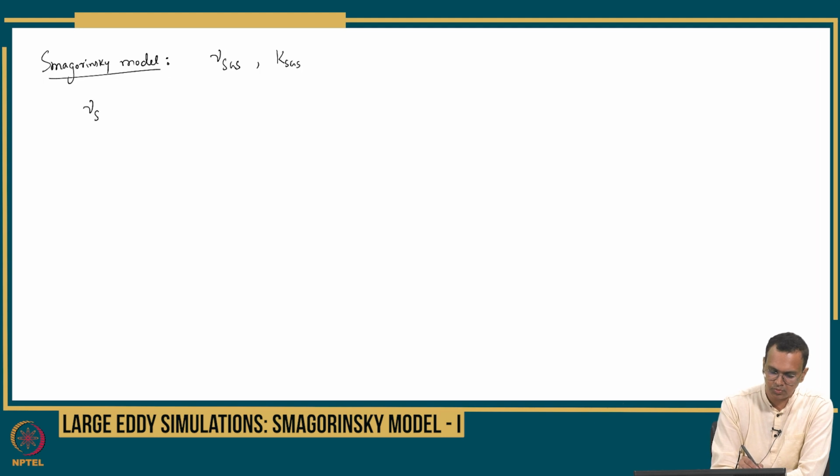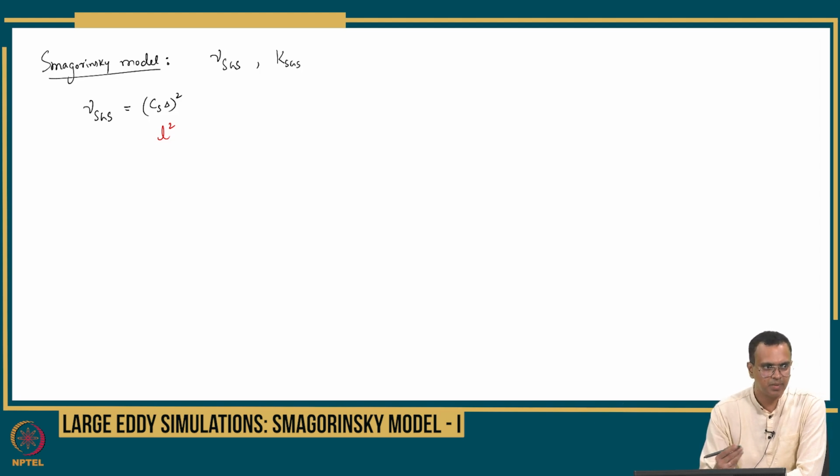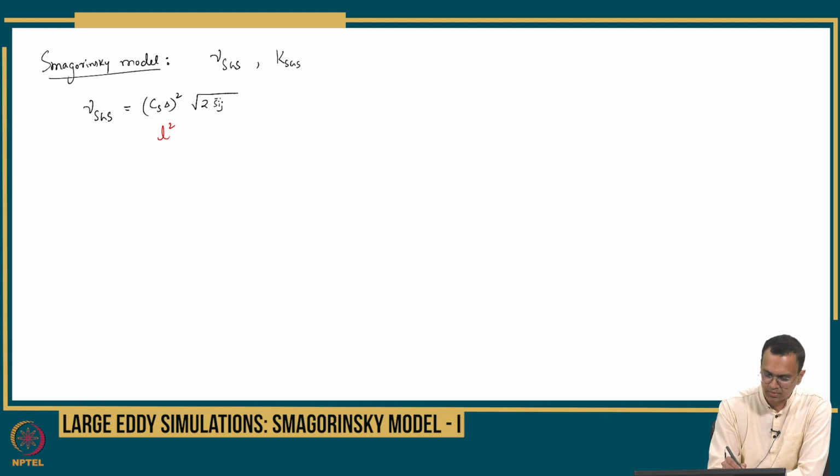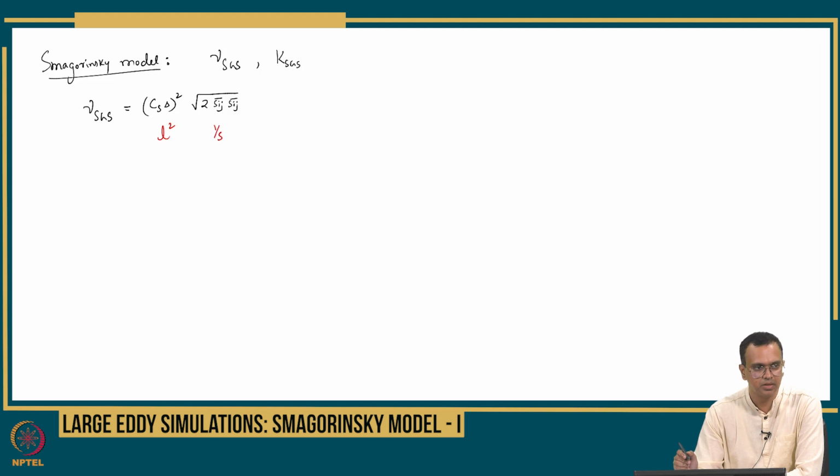So if you recall, nu SGS in the Smagorinsky model was CS delta squared, that is your length, some idea like a mixing length, right? L squared, followed by an inverse time scale, which is the square root of 2 Sij. This is the filtered strain rates. This is your inverse time scale. With that you are getting meter square per second, consistent with the dimensions.